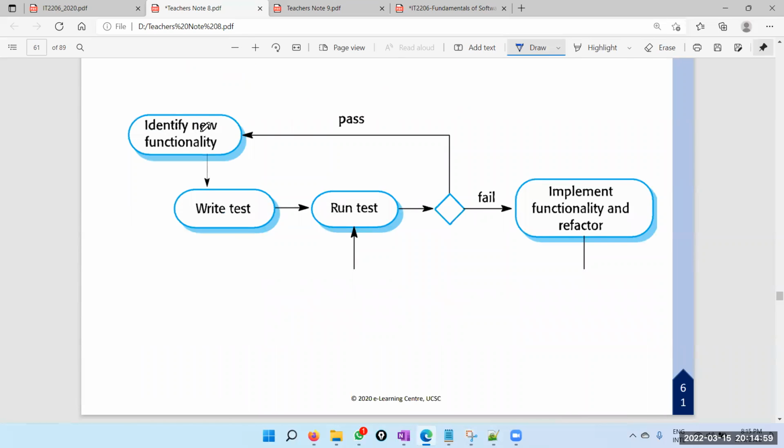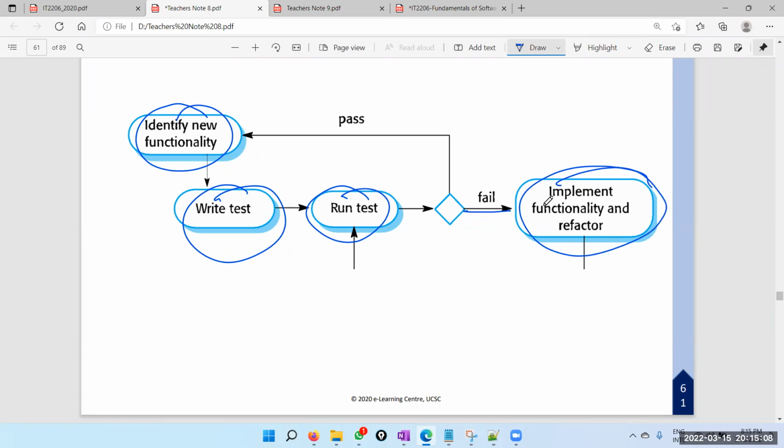You can see: identify the functionality, write the test, run the test. If it fails, implement the functionality and refactor.